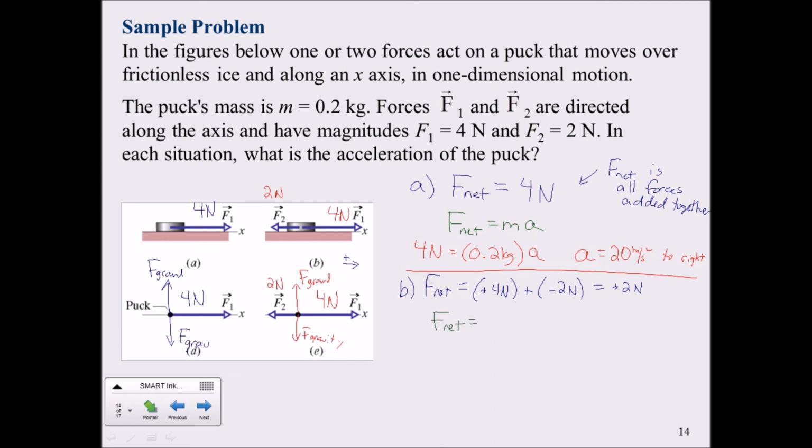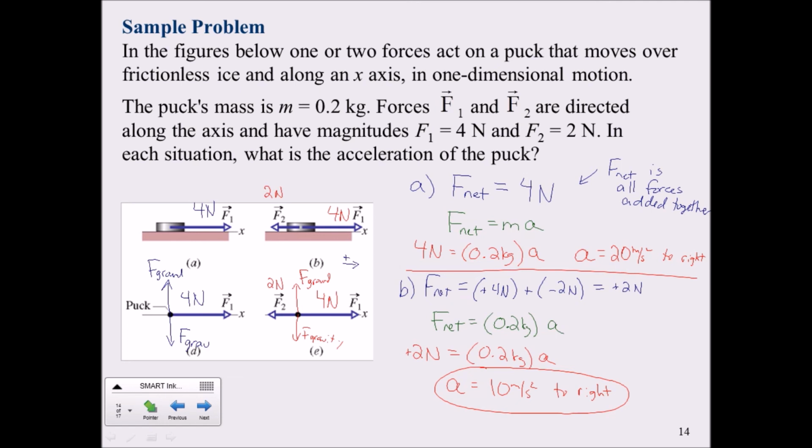And that net force equals 0.2 kilograms times the acceleration. Setting those equal to each other, I have that 2 newtons equals 0.2 kilograms times the acceleration. So I get that the acceleration is 10 meters per second squared to the right. Again, if F2 had been bigger than F1, then I would have had a net force to the left that would have caused the hockey puck to accelerate to the left.